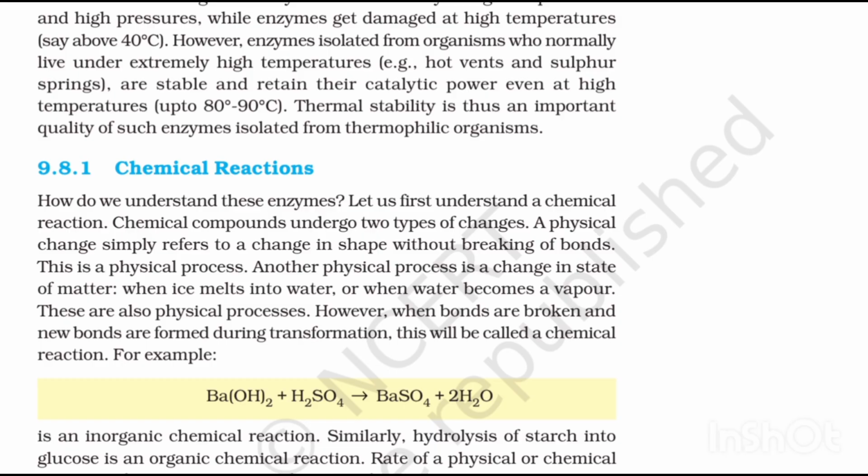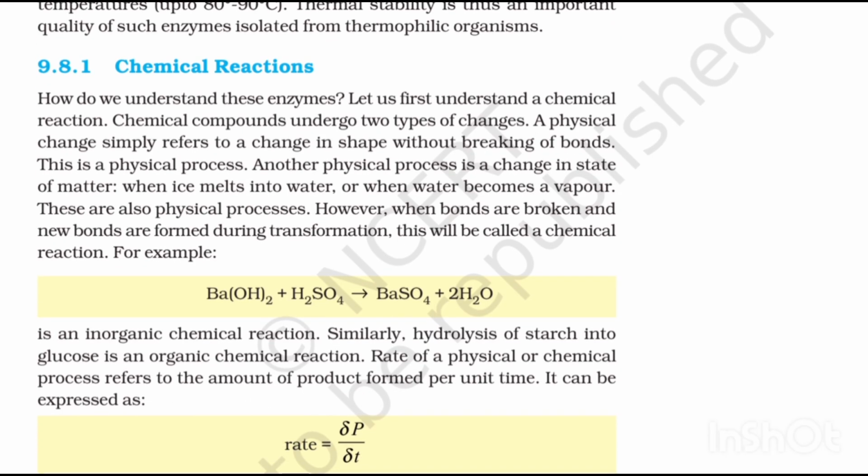This is a physical process. Another physical process is a change in state of matter. When ice melts into water or when water becomes a vapor, these are also physical processes. However, when bonds are broken and new bonds are formed during transformation, this will be called a chemical reaction.